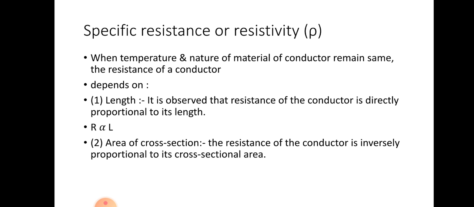The second factor is the area of cross section. Then how does this resistance depend on the area of cross section? Basically it is inversely proportional to the area of cross section. What does it mean? It means that if the area of cross section increases, the value of resistance will decrease, and vice versa, because it is inversely proportional to the cross sectional area.